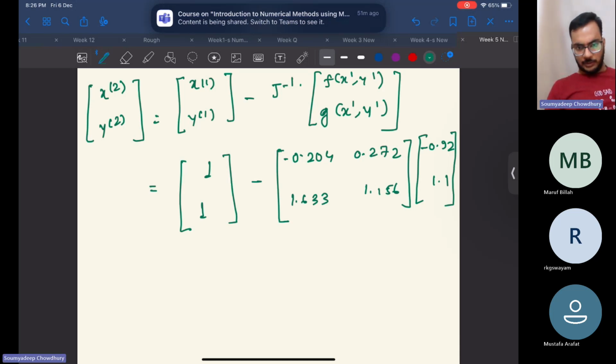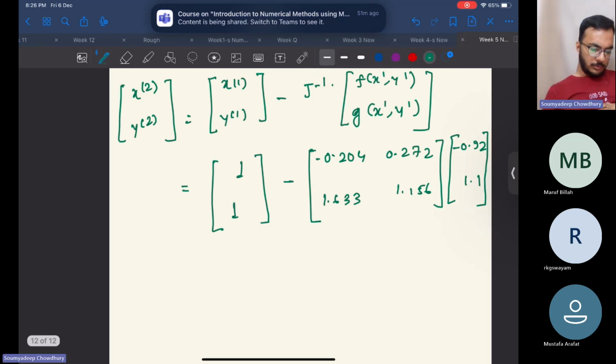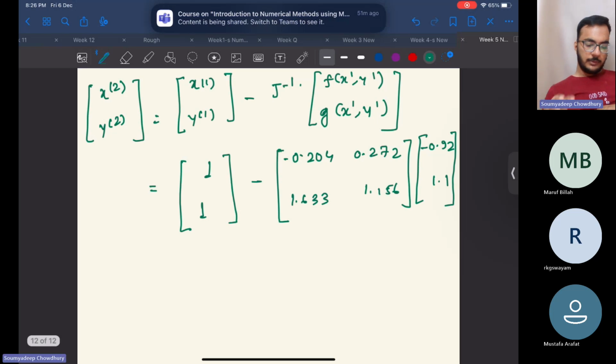One second, I'll just check this inverse, whether the value which I gave is correct or not. Just give me one moment. 0.4, then it is 2.4, and it is 0.3. Inverse of it. Yeah, it's correct.